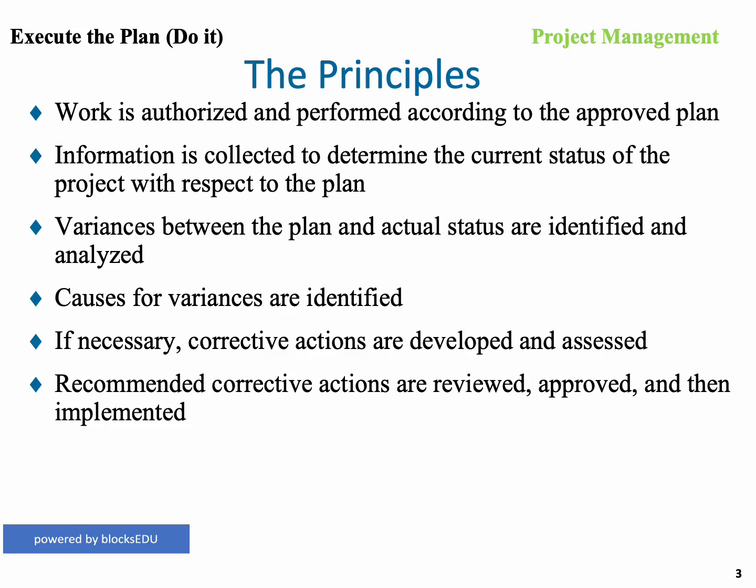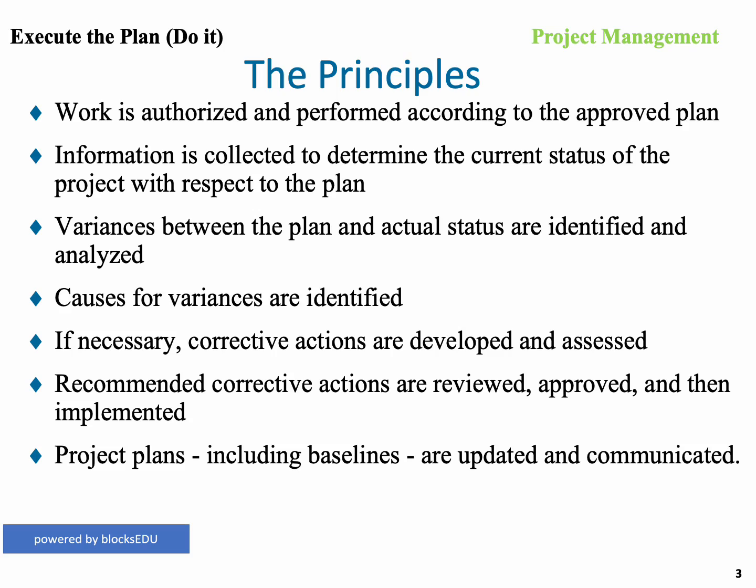So although we may find a variance, or maybe we may have a plan, it still has to go through an approval process to make sure that it has a positive impact instead of a negative one. So no corrective action is carried out without it being approved. Project plans, including the baselines, are updated and communicated. Whenever you monitor and control and make some sort of adjustment, you then add that adjustment to your baseline, so you have a running view of how your project is today. Those are the principles of project execution.